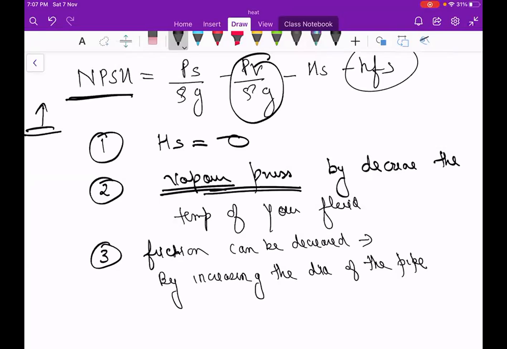So this you can write. These are the points for improving NPSH. Yes, Hs is nothing but Z. You can say it is the Z value.